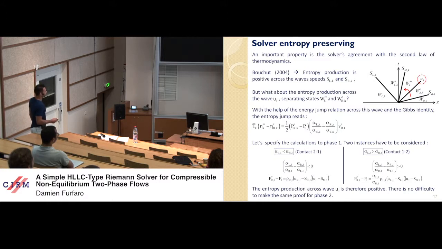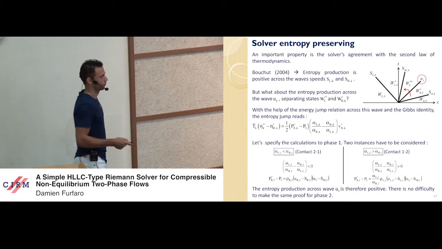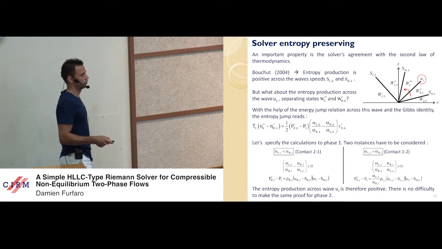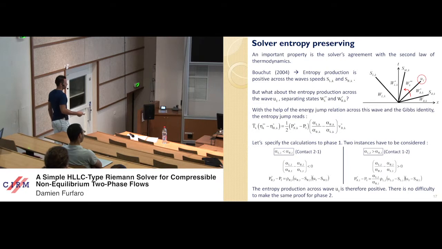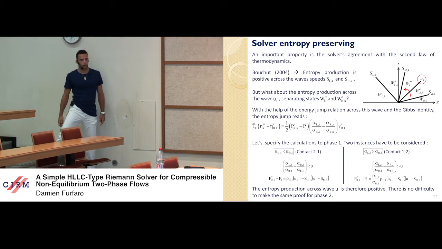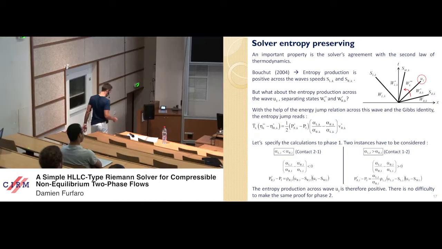With the help of the energy jump relation across this wave and the Gibbs identity, the entropy jump is written as follows. We have to prove the positivity of this term. If we specify the calculation to phase 1, 2 instances have to be considered. We find again the contact 2,1 and the contact 1,2, depending on the sign of the volume fraction difference. For each contact, we can easily prove the positivity of this term. So the entropy production across wave UI is also positive. There is no difficulty to make the same proof for phase 2.